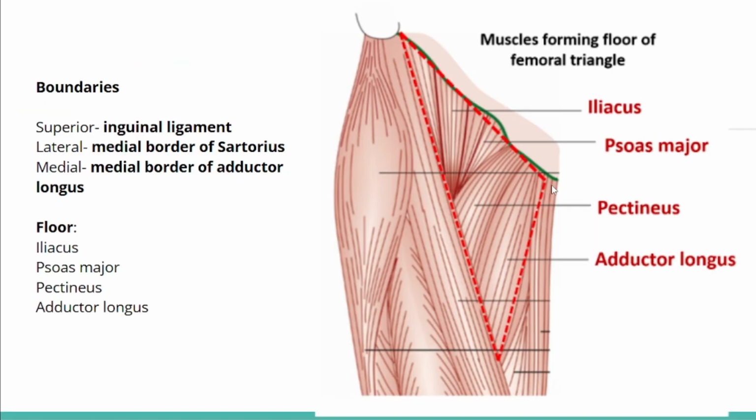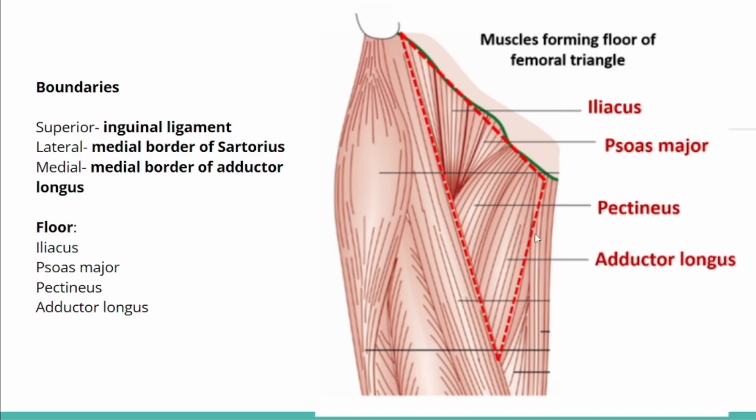It has three boundaries. Superiorly, the inguinal ligament makes the superior boundary, laterally the medial border of the sartorius muscle makes the lateral margin, and medially the medial border of the adductor longus. You can see that the adductor longus muscle itself is included in this femoral triangle, so we take the medial border as the medial boundary.